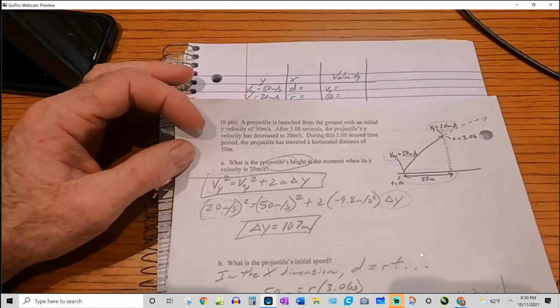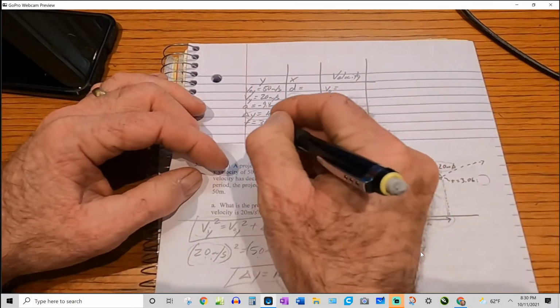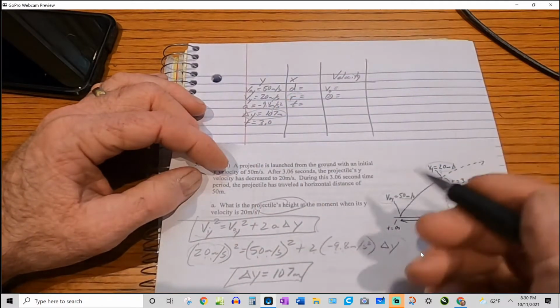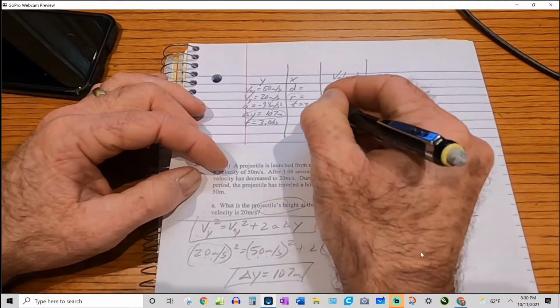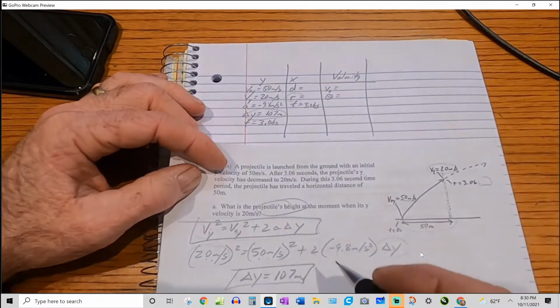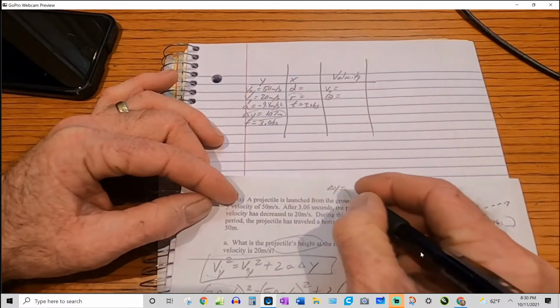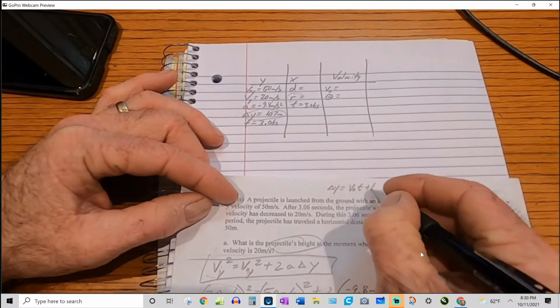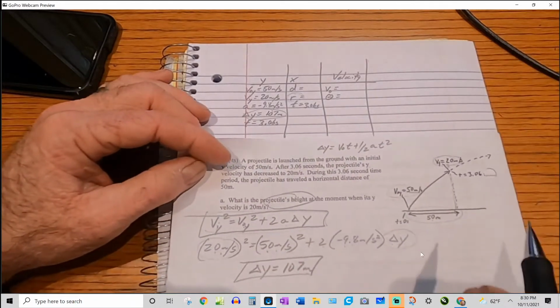Oh, and time. I'm given time too. Wow, you're just given all sorts of things. So there is probably another way to do this. Yeah, so given that, you could have used delta y equals v0t plus 1/2 at squared. So just lots of ways to solve this.